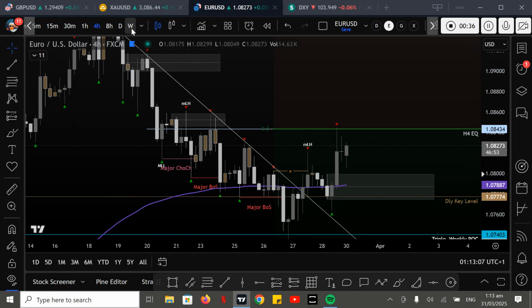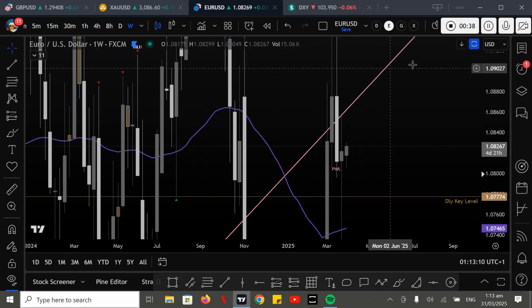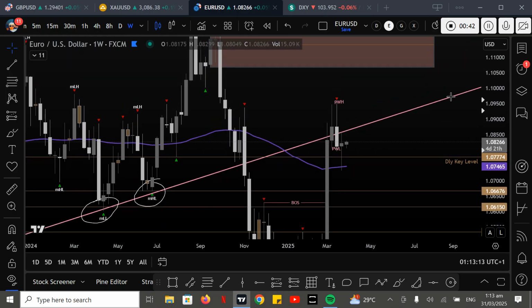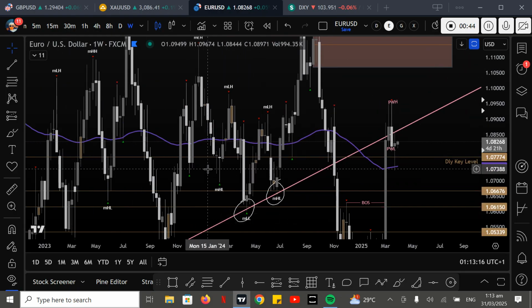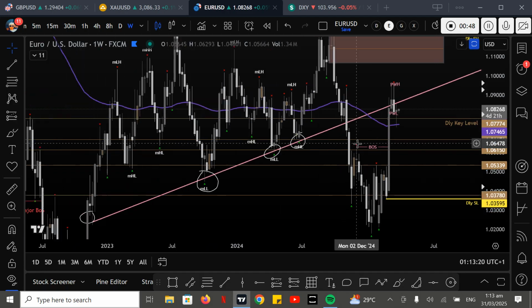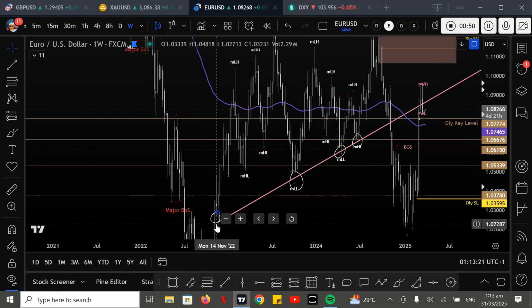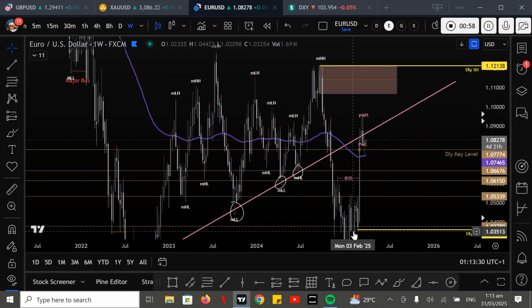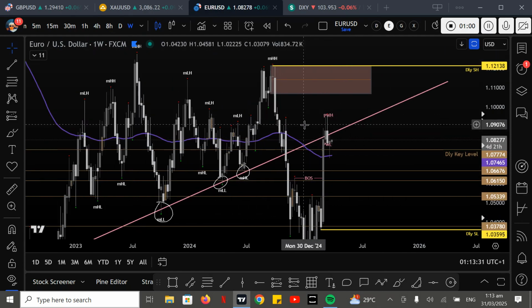So I would like to start off by pointing out something on the weekly time frame. On the weekly time frame, we have this trend line. This trend line has been acting as support since November 2022. We had a touch here, we had this one, the third one, this fourth one before we had this parabolic move to the downside.